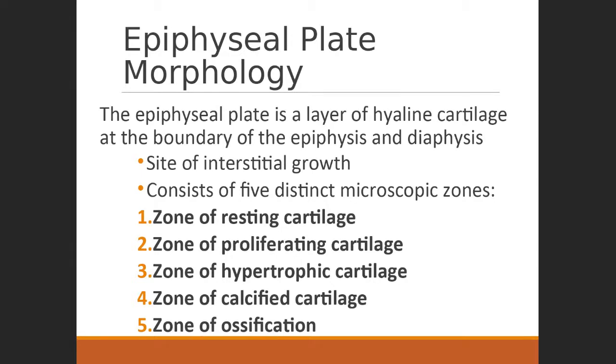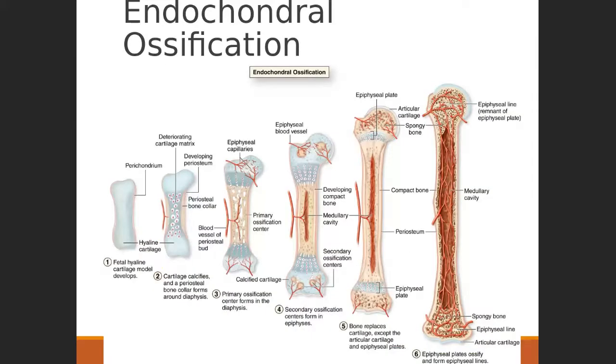Now, the zone of ossification, zone 5, is always going to be closest to the shaft of that long bone. The zone of resting cartilage, zone 1, is always going to be close to the ends of the bone. So picture that if we look at this long bone, we have 2 different epiphyseal plates here. Here, zone 5 is going to be closest to this side, and zone 1 is going to be in that epiphyseal plate, but closest to that side, or end.